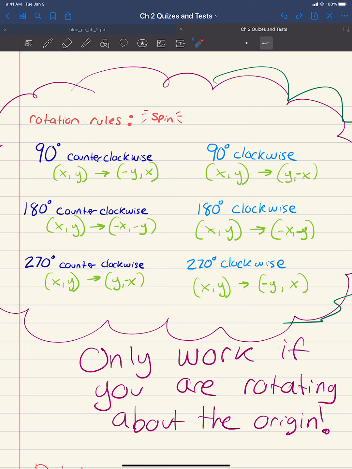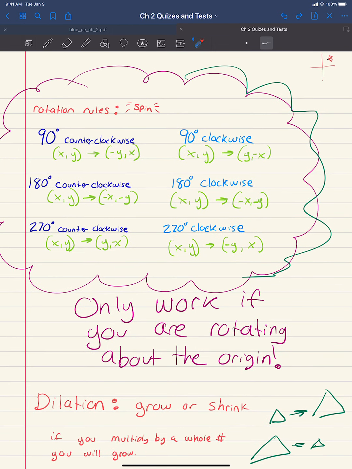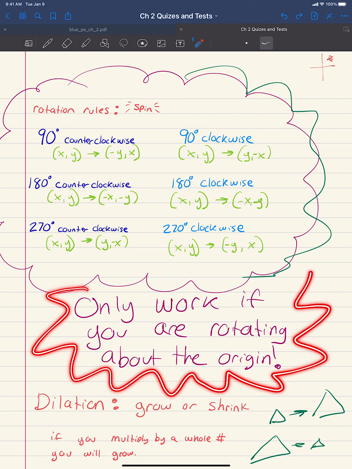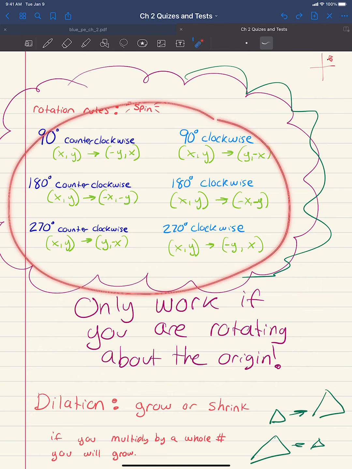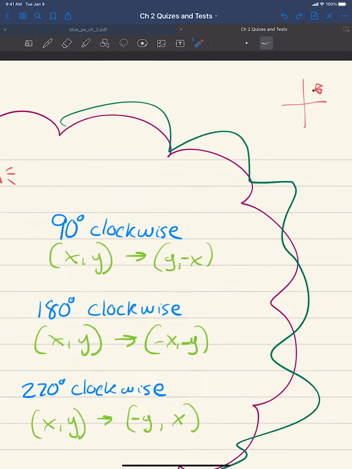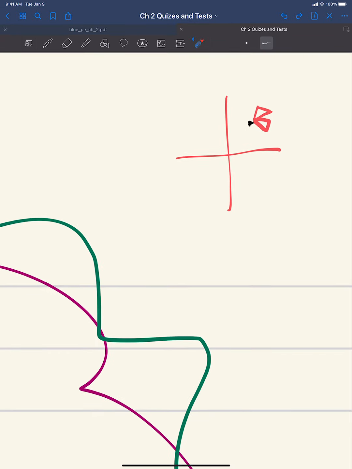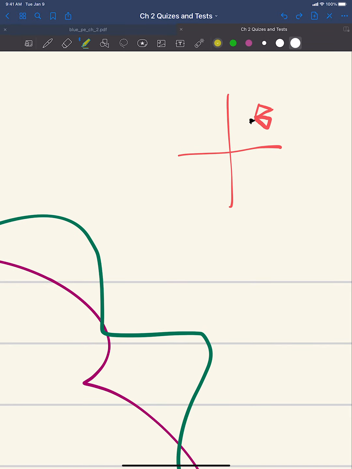If you don't have them written down, you can watch this video tonight, pause it, and then write them down, right? Those rules only work if we're rotating about the origin. If we're not rotating about the origin, we can't use these rules, okay? Over here, you can see this little drawing I had going on. Let me erase this part of it.